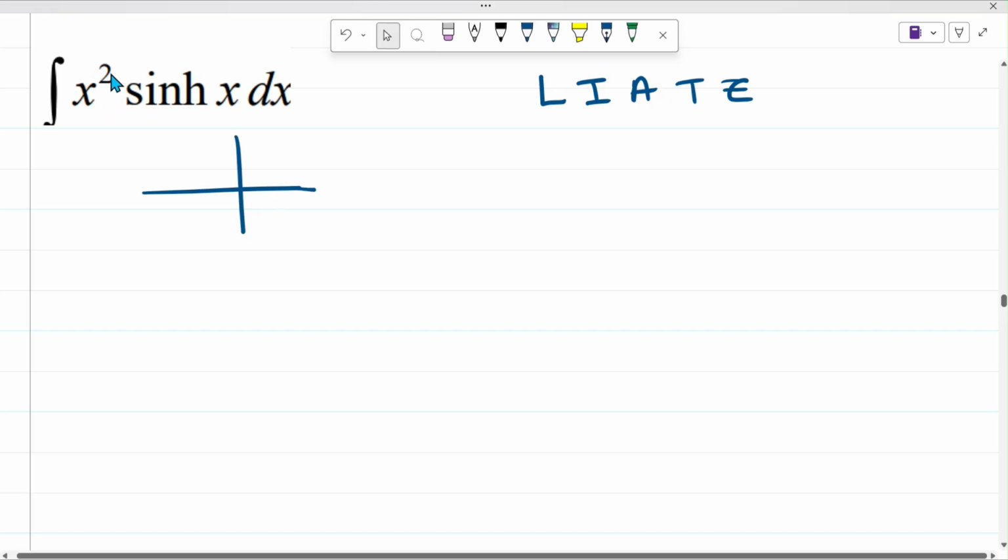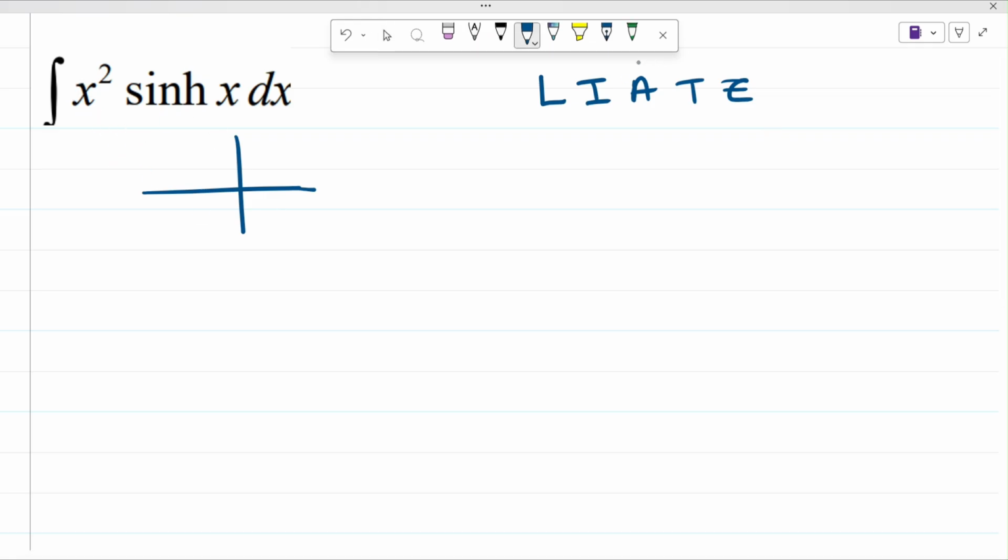So we've got an algebraic function and a hyperbolic function. What you need to remember is that hyperbolic functions fall under the family of exponential functions. This is very important. So that means we're dealing with an algebraic function and an exponential function.